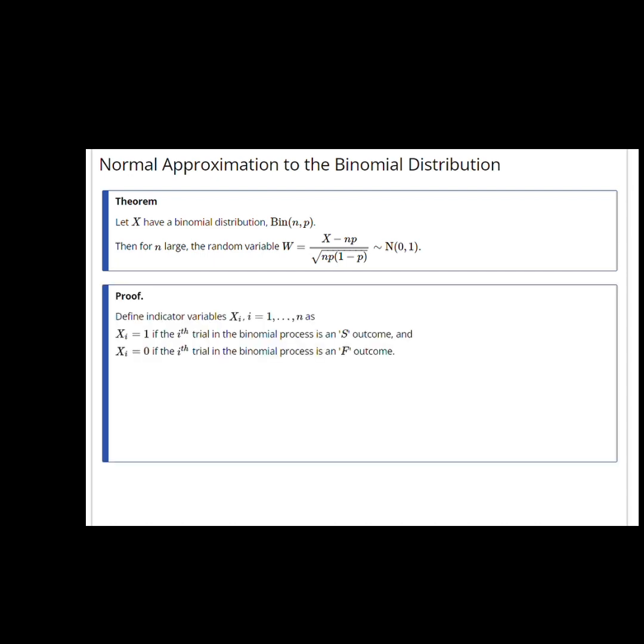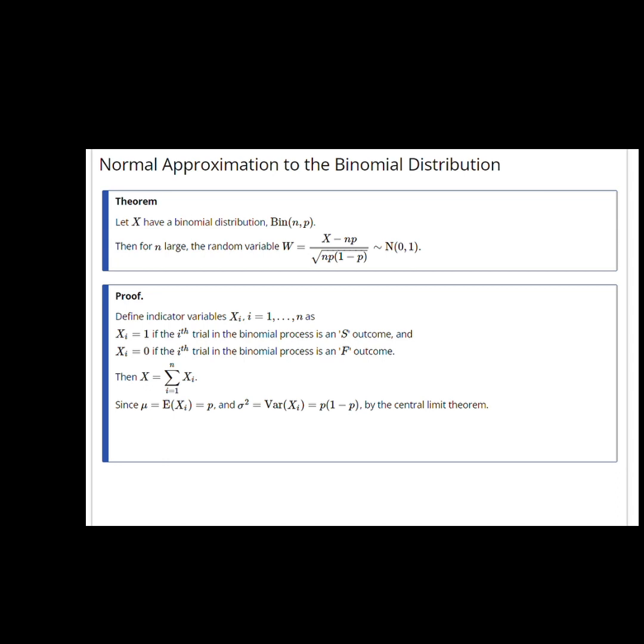Suppose I define random variables xi, indicator random variables, which take the value 1 if the ith trial in the binomial process turns out to be a success, and 0 if it's a failure. Then the random variable x is the number of successes, and we can obtain that by just summing up the values of xi from 1 up to n.